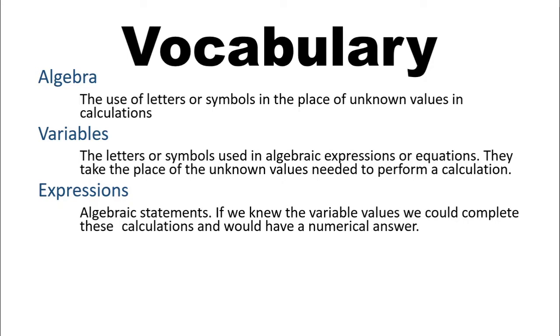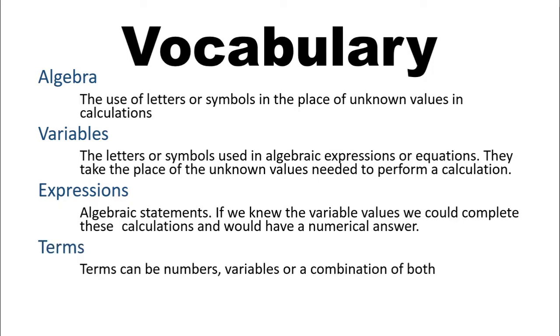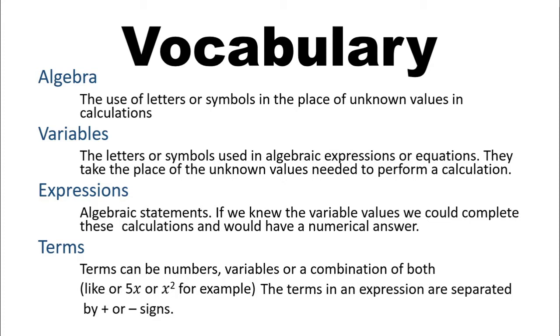But if we don't know those values, all we can do is write out the calculation that we would do and simplify it as much as possible so that we're ready to make that calculation once we find out the unknown values. Terms can be numbers, variables, or a combination of both, like 5x or x squared, for example. You should be able to distinguish the different terms in an expression by the separations, being a plus or a minus sign, so we never want to leave those out.